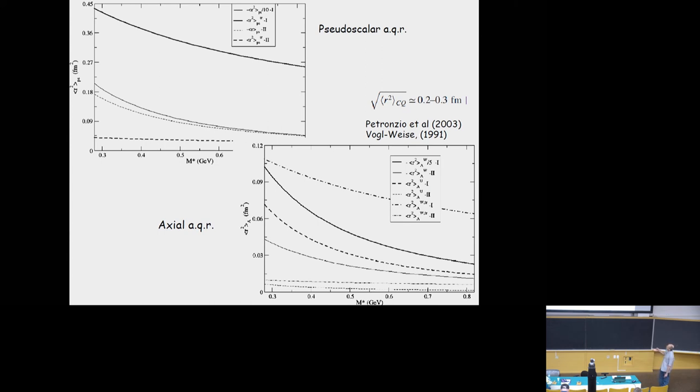The order of magnitude is close to other estimates of the constituent quark size here, by Petrov and Vogl and Weise in these years. And then we have here the axial and the pseudoscalar quadratic radii, right? For different sets of gluon propagators and the quark mass from the gap equation, that is this horizontal axis. So the order of magnitude of the pseudoscalar radii is one order larger than the axial quadratic radii.